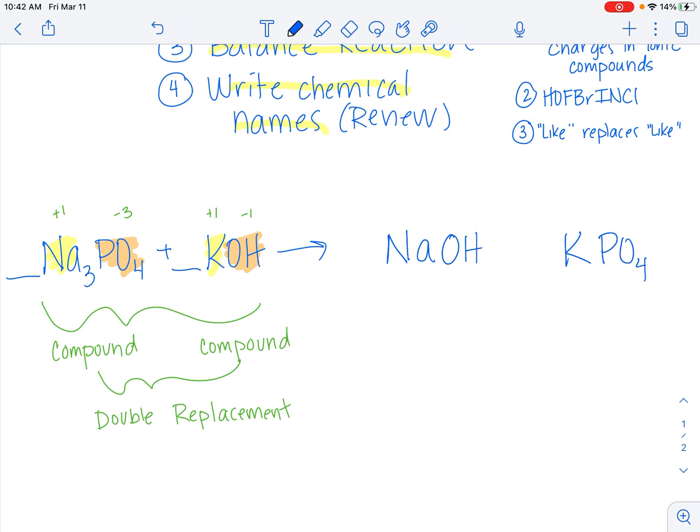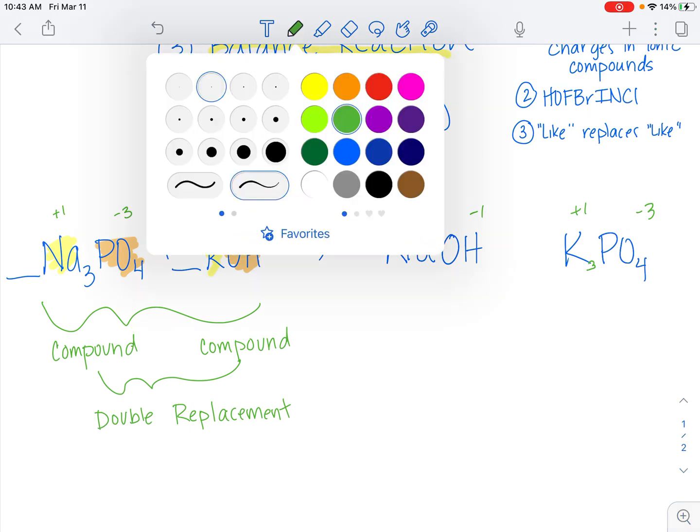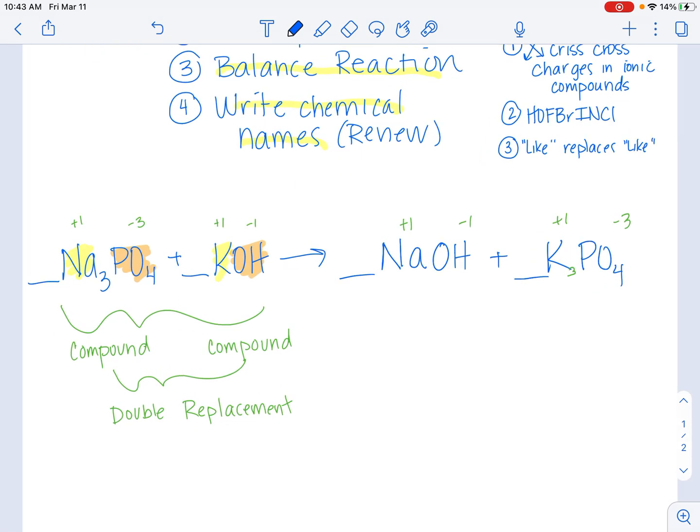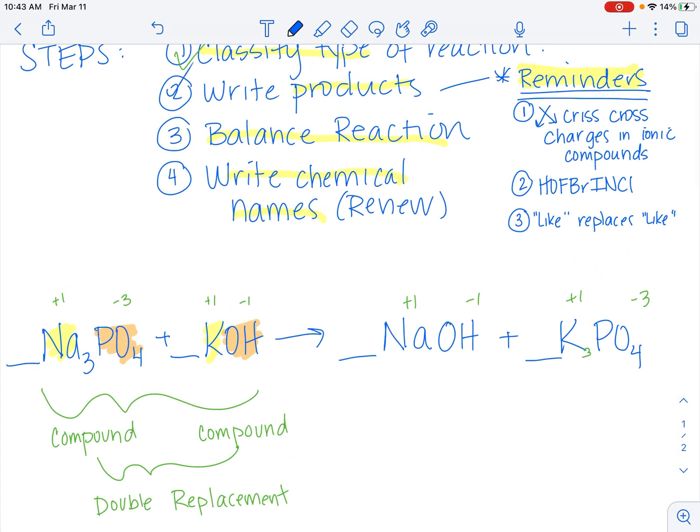Now that I'm over here, I have to make sure these formulas are written correctly. So sodium, I noted earlier, was +1. Hydroxide was -1. So if I crisscross, those cancel out. Perfect. On the KPO4, my potassium has a +1 charge. Phosphate has a -3. So if I flip-flop here, I have to have K3PO4. Okay. So I have officially and accurately written the products of my double replacement reaction.